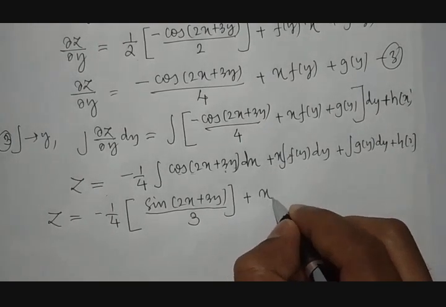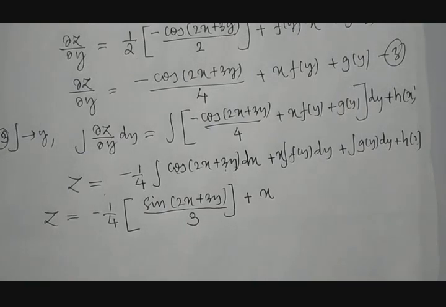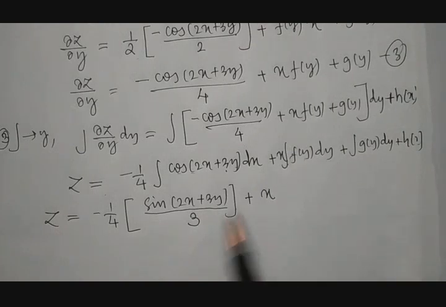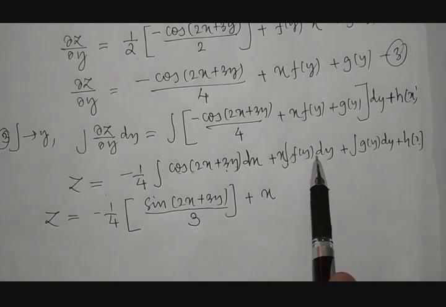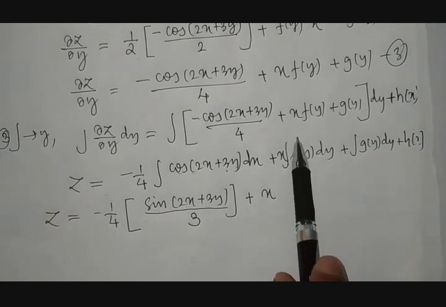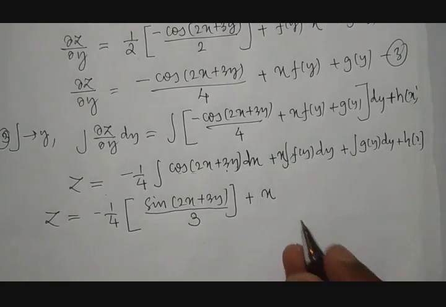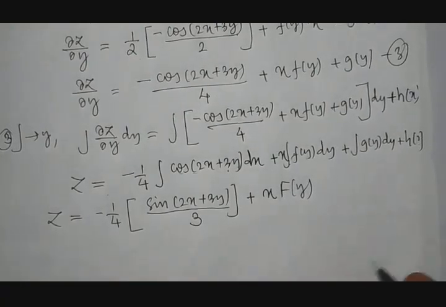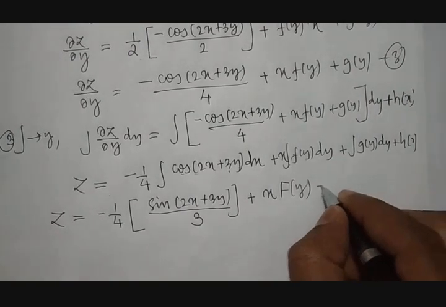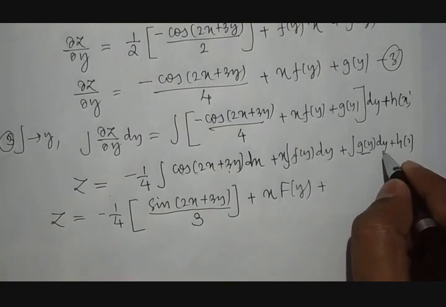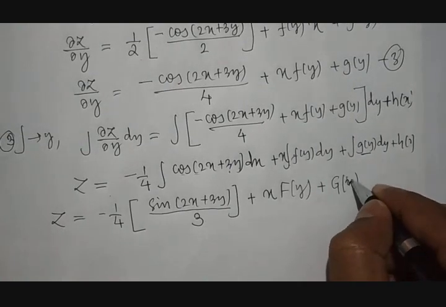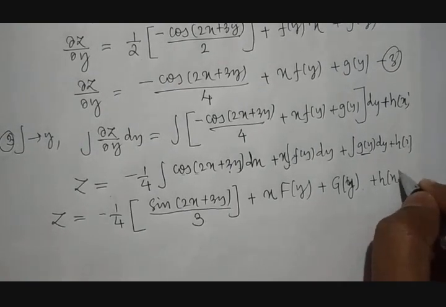Fine. Plus x is common. Then what is integration of f of y with respect to y? Since f of y is a function of y and we are integrating it with respect to y only. If I would have done differentiation, I would have taken f dash of y, but it is integration, so the notation has to be changed. Then it becomes capital F of y, just a notation. At the end we'll write down the meaning of this notation. Plus again integration of g of y with respect to y, use the new notation, that is capital G of y, plus h of x.